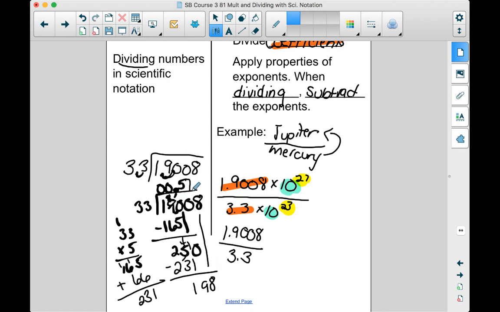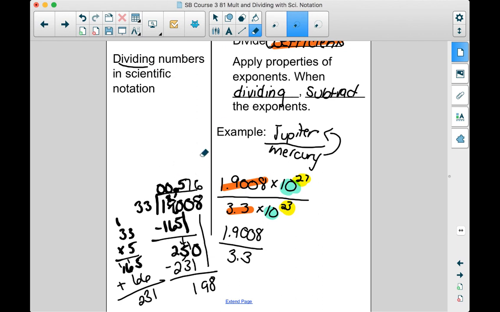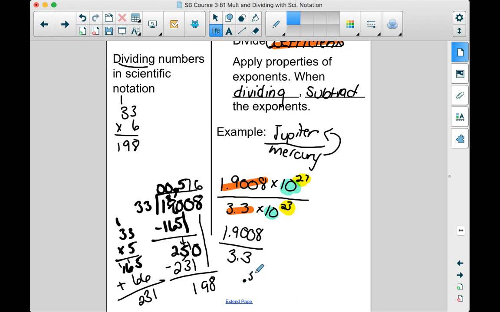And so I've got 198. Now I'm going to try again, counting by 33s. If I did my math correctly, it's somewhere around 6 because it's greater than 5 but less than 7. So if I do this math, 33 times 6, 18 to carry my 1, so 18 plus 1 is 19, is exactly 198. So this would work out to be 0.576 when I did just my division of my coefficients.